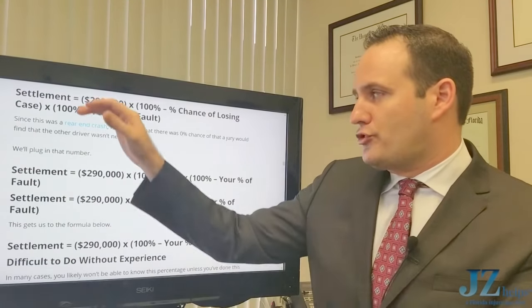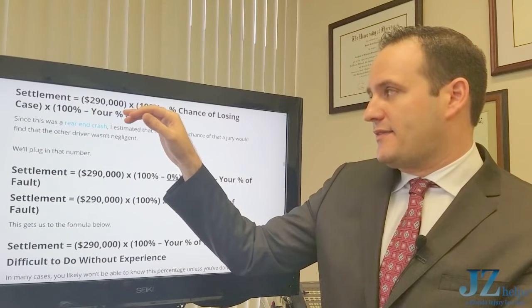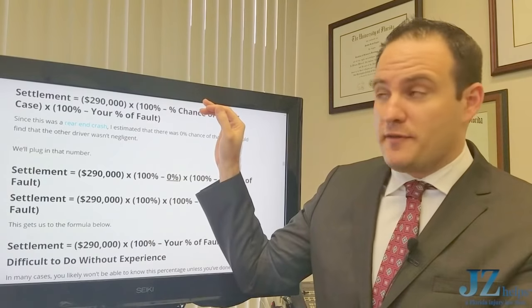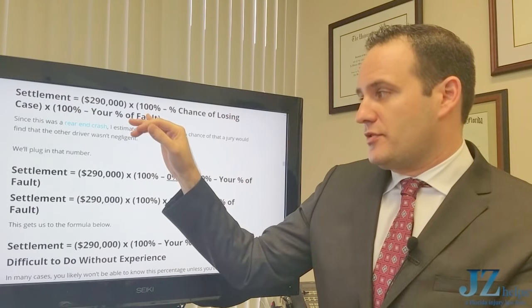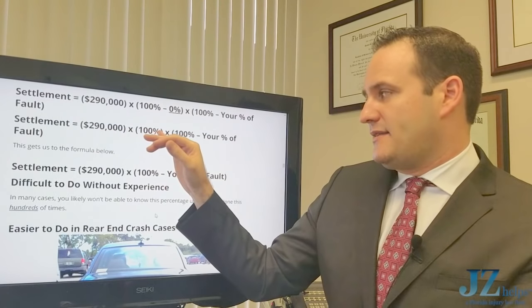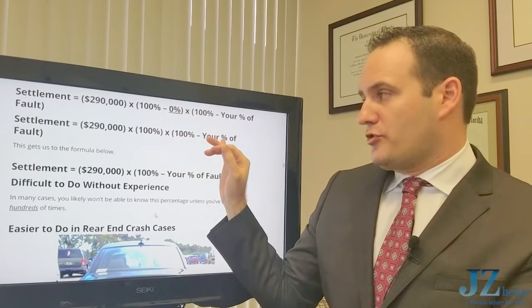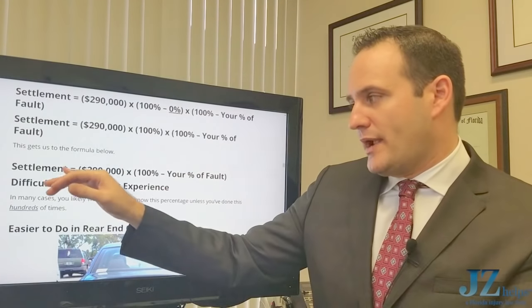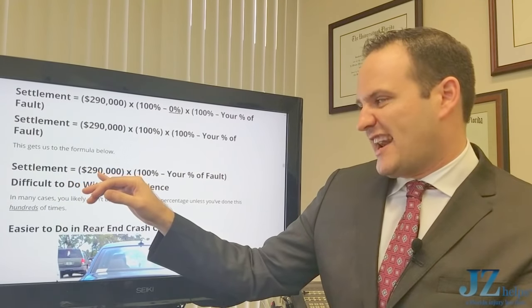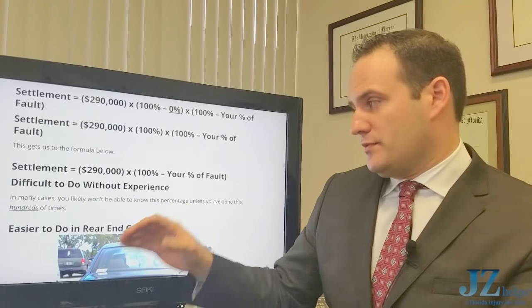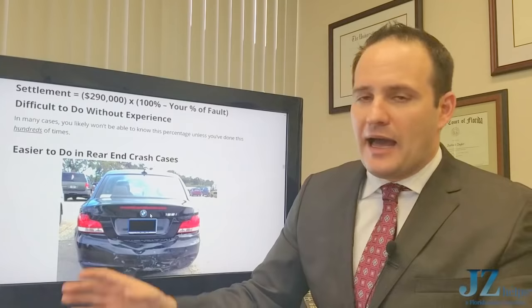We plug in the numbers: $290,000 times 100% times the chance of losing, which happens to be zero in this case based on the facts, times 100% minus my client's percentage of fault. We plug in the zero here: $290,000 times 100% times 100%, and we stop here because this is part 3. So right now we're at settlement value equals $290,000 times 100% minus my client's percentage of fault, the injured person's percentage of fault. I already discussed this.